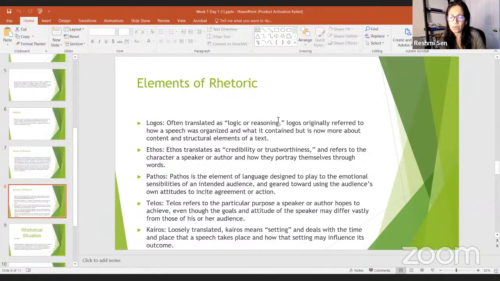The next one is ethos. The word that comes very close to ethos is ethics. When you think about ethics, you think about the good, the morals, and the good for the community, for yourself. That's what Aristotle meant when he talked about ethos. And there are several layers to it.